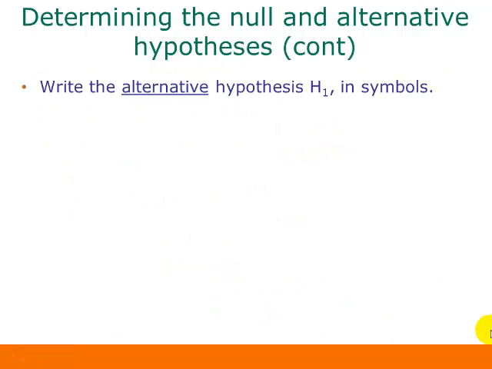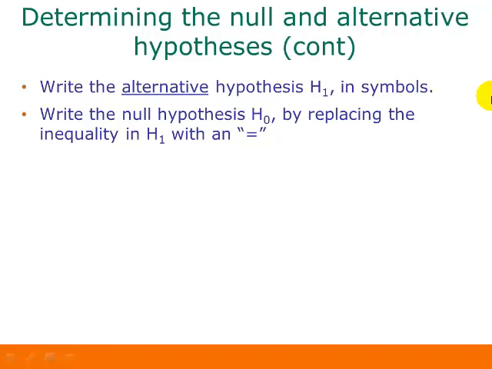Once we've answered those three questions, then we can translate the answers into our alternative hypothesis, H1, in symbols. Once we have the alternative hypothesis, then we can write the null hypothesis just by replacing the inequality in our alternative hypothesis with an equal sign.